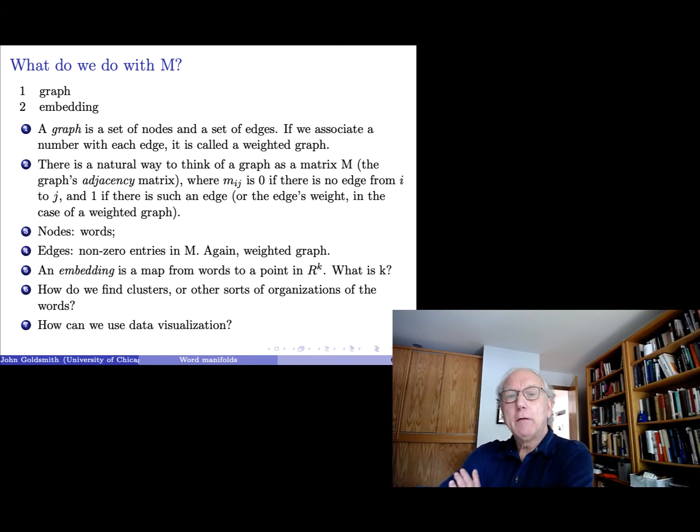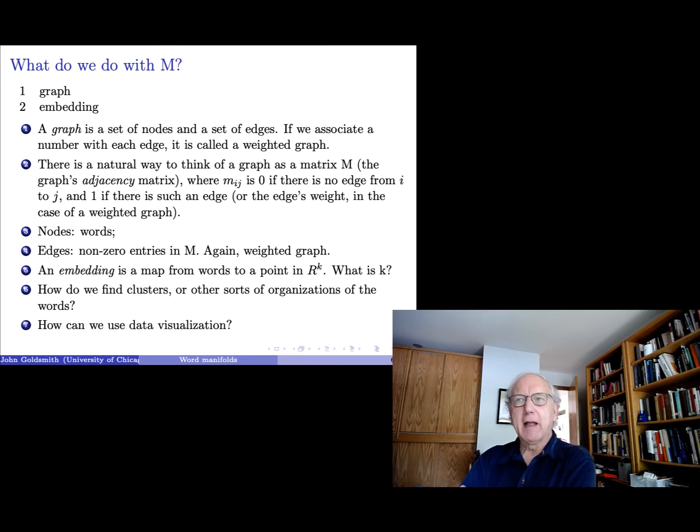Okay, so now we've got this matrix M, which is symmetric, therefore square. What can we do with it? What can we learn from it? There's basically two things we can do. We can look at it as a graph, and the other is we can think about embedding it in some high-dimensional space. And we're going to do both. But the first thing we're going to do involves embedding, not graph.